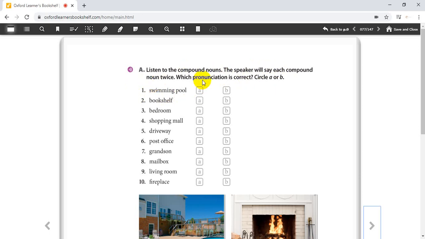Okay, you have to find out which pronunciation is correct. If the first one is correct, you will say A. If the second one is correct, you will circle B. So which one of the pronunciations is correct, you're going to circle that. Okay, so let's get started. Activity A, page 77. You're going to listen and circle the correct pronunciation. The speaker will say the compound noun twice, okay?